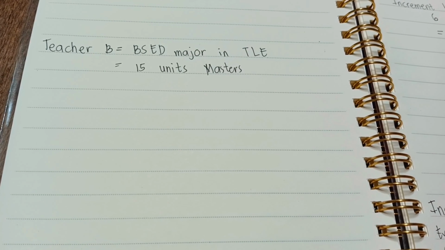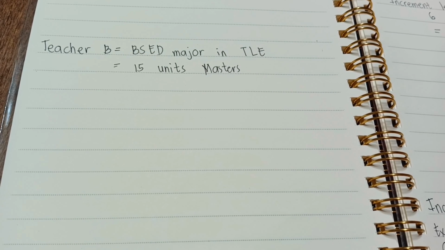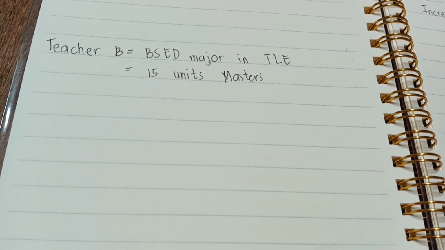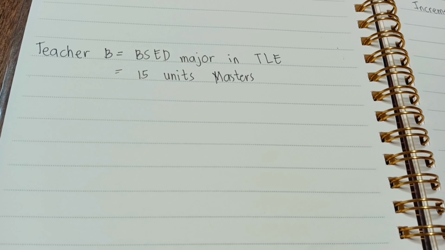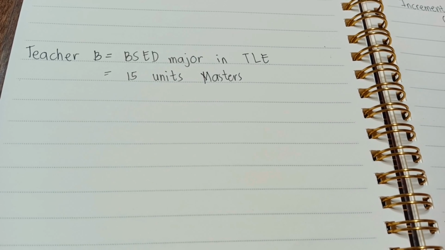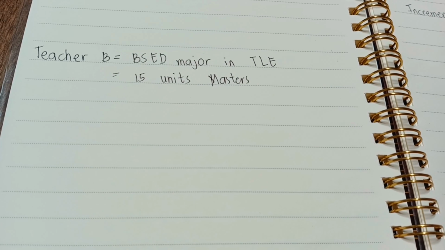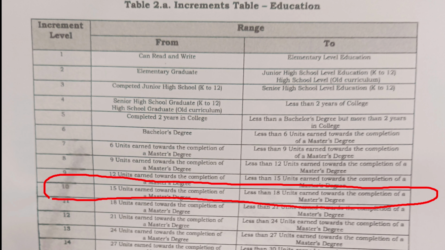For our second example, we have teacher B, and he is a graduate of Bachelor of Science in Secondary Education major in TLE, and he had also earned 15 units in Masters. So let's get to know the equivalent level of increment he had earned for his education. So let's go back to the table. The units earned by teacher B is 15 units. So it's here. 15 units earned towards the completion of master's degree, to less than 18 units earned towards the completion of a master's degree. So that's equivalent to increment level 10.